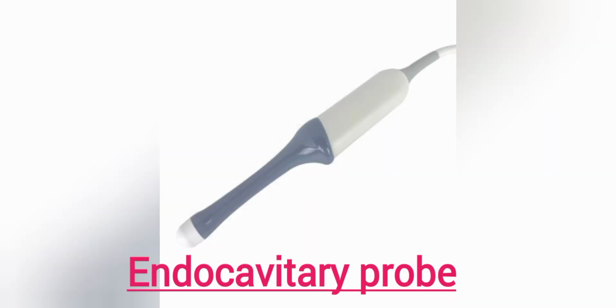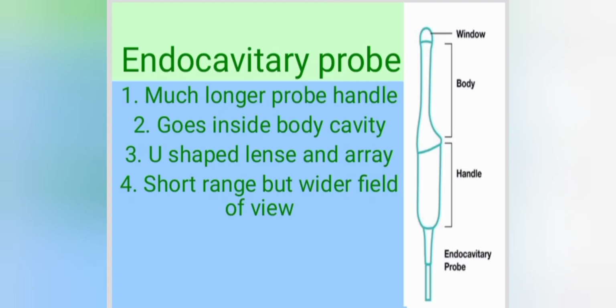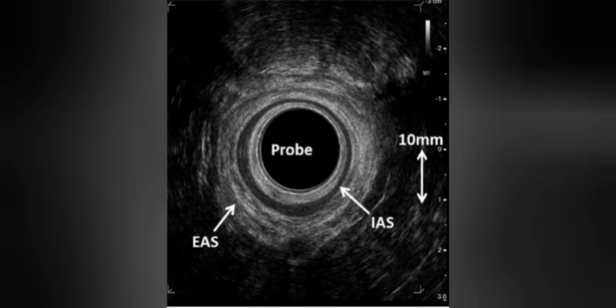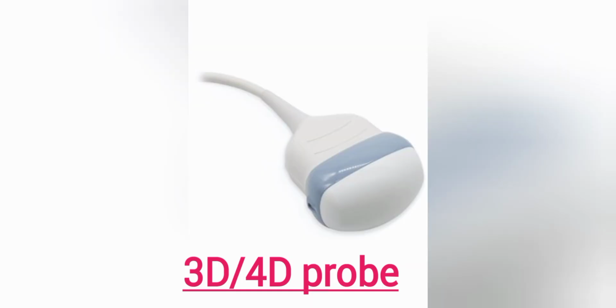The fourth type is little different, endocavitary probe. You can see probe handle is much longer than other ones. This type of probe goes inside the body cavities and examines inner area or organs. These have U-shaped lens and array. Because of its shape, its range is short but wider field of footprint, even more than convex probe, you can see in image.